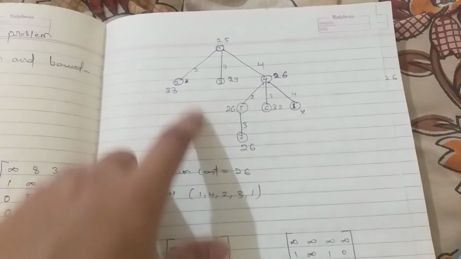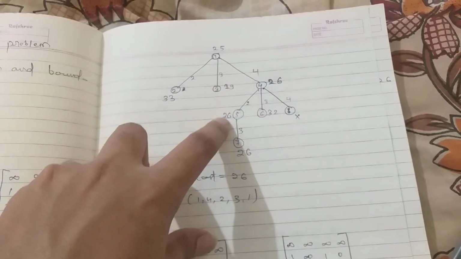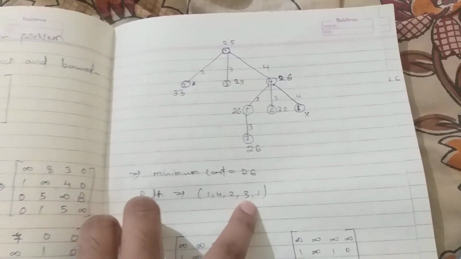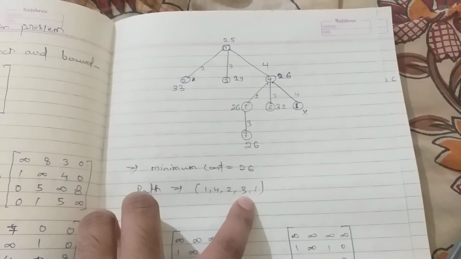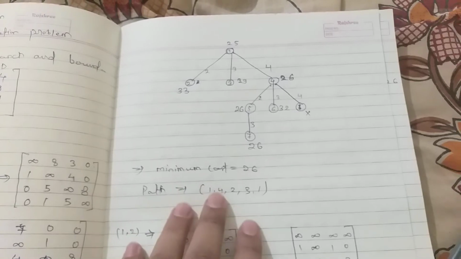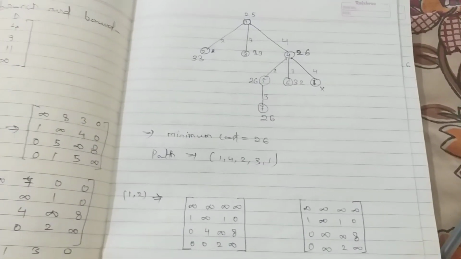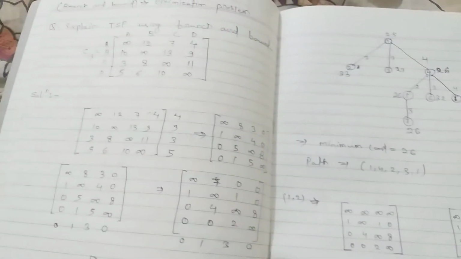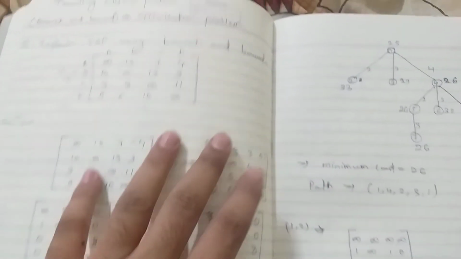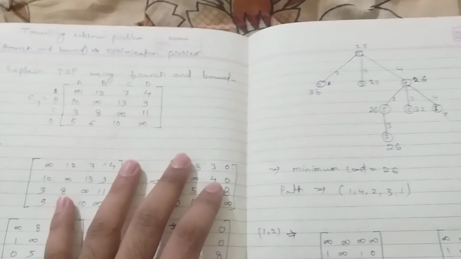And what is the path? 1 4 2 3, and we also have to revisit the first vertex, so we have written it as 1. So this is the process by which we can solve a TSP problem, that is, the traveling salesman problem. This is a branch and bound optimization problem. We have to find a minimum solution.